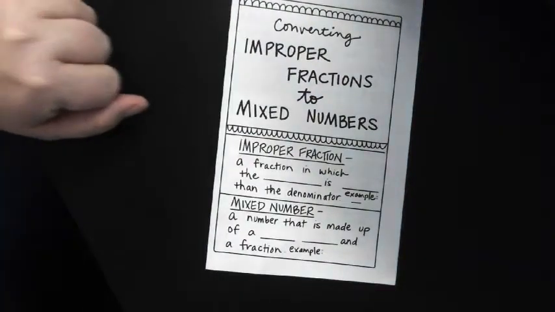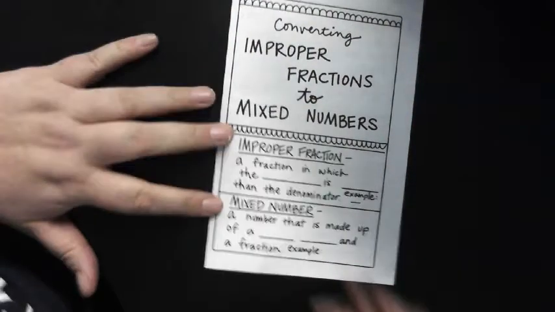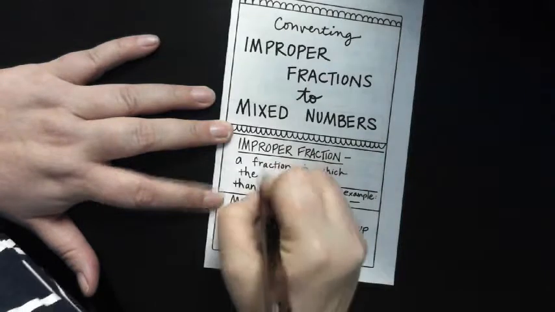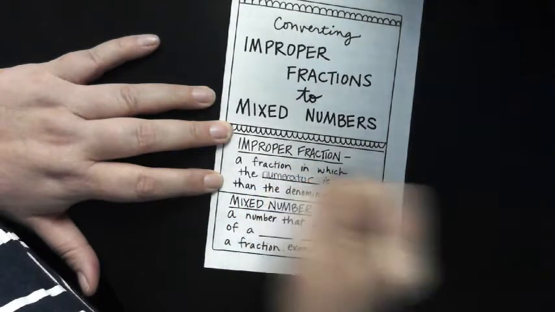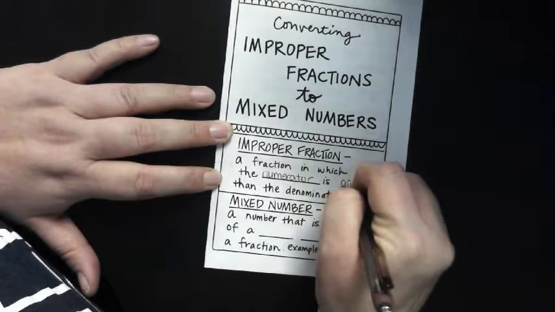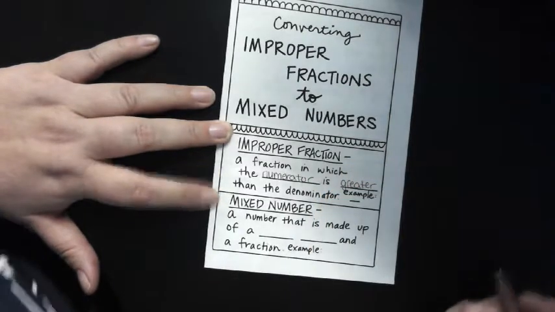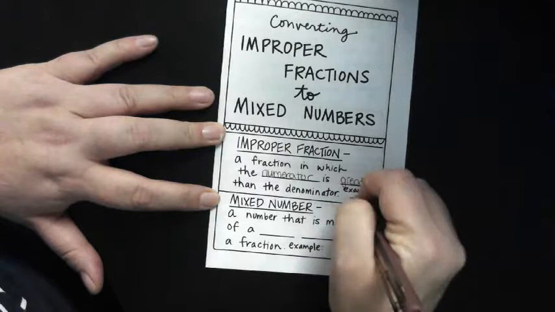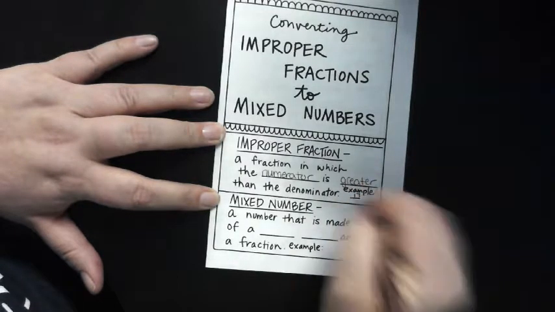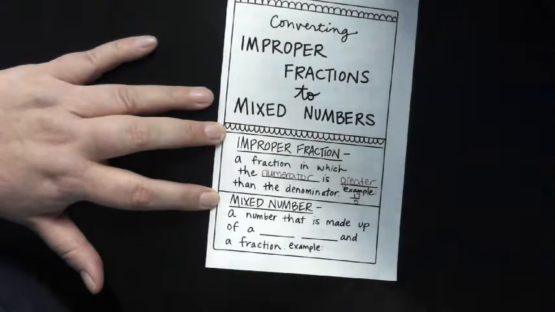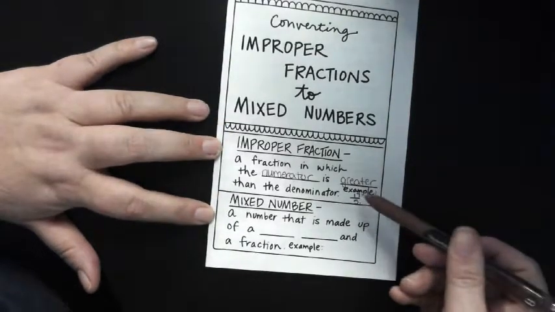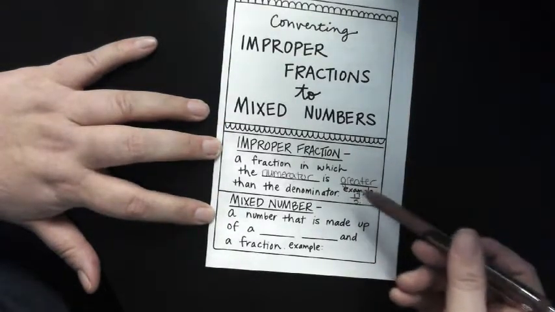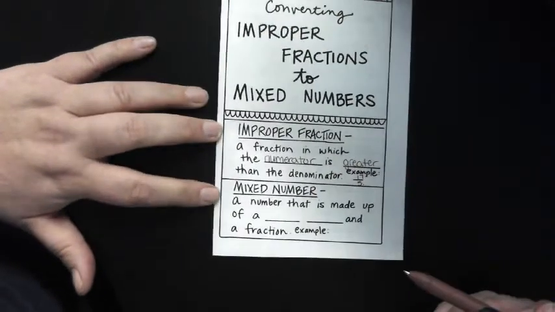just like that. Alright, so an improper fraction is a fraction in which the numerator is greater than the denominator. An example would be something like 17 over 5. The numerator is bigger than the denominator. That means I have 17 parts when each group only has 5.